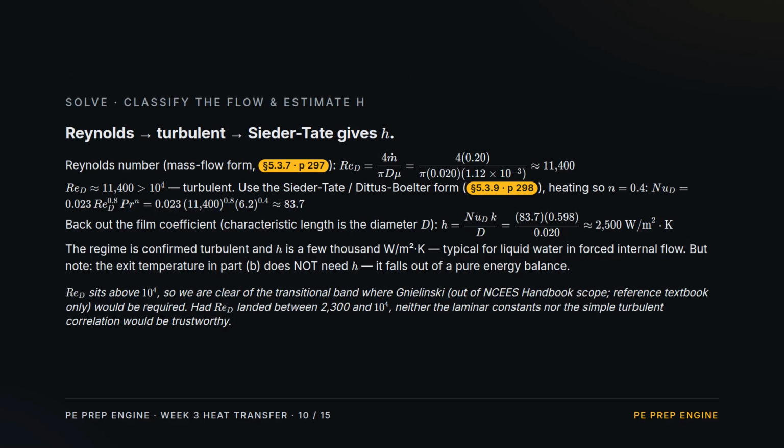Classify the flow first. The mass flow form of the Reynolds number, 4 m dot over pi D mu, is around 11,400, above 10,000, so turbulent. Apply Seider-Tate or Dittus-Boelter. The water is being heated, so n is 0.4, and Nusselt is about 83.7. Back out h, Nusselt times conductivity over the diameter, roughly 2,500, typical for liquid water. But the key point for part B, the exit temperature doesn't need h at all. It falls straight out of an energy balance.